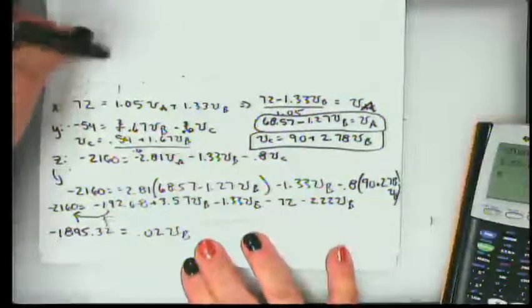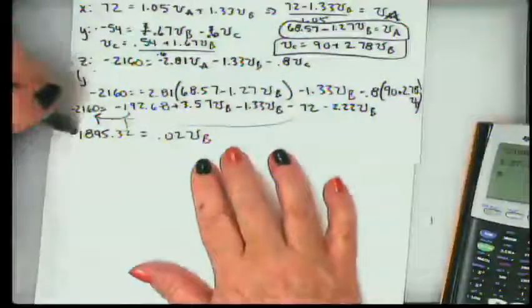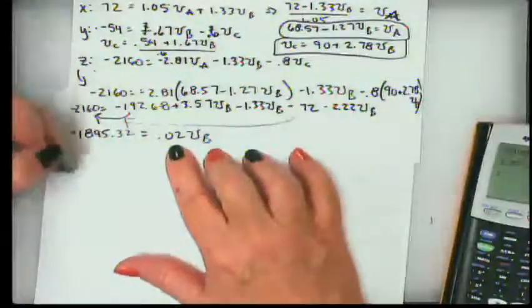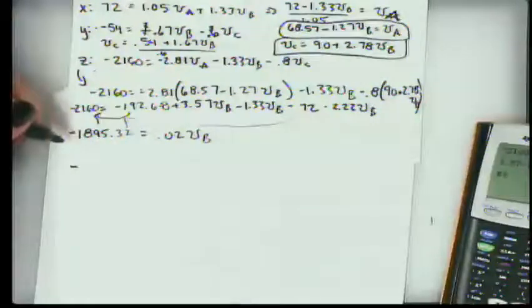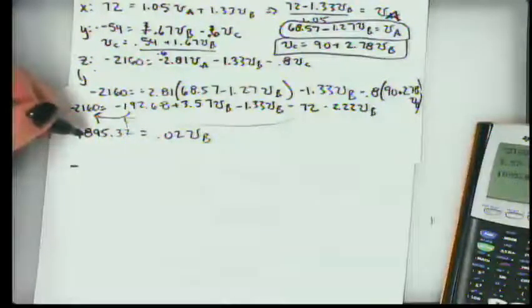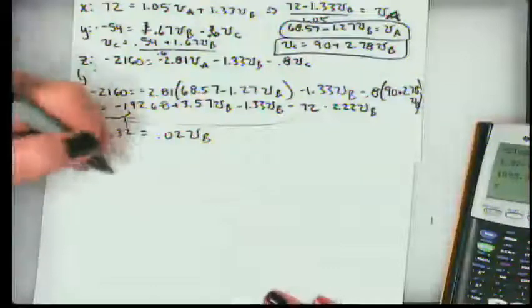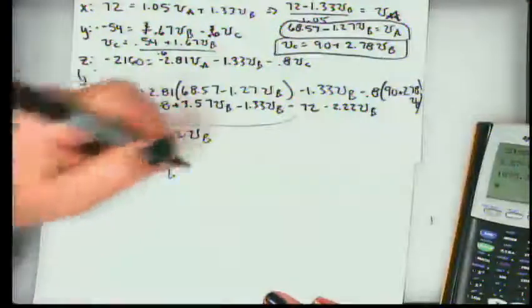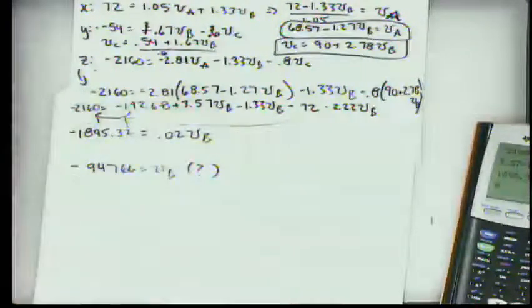That looks huge. And I think I probably have an arithmetic mistake somewhere. But the process is correct. So if I take this number and divide it by that number, yeah, there's definitely an arithmetic mistake because it comes out to be negative. So I would get 1895.32 divided by 0.02 and that would be 94766 equals V sub B. Okay, I'm going to put a question mark next to that because that looks huge, but yeah, it's way too high.